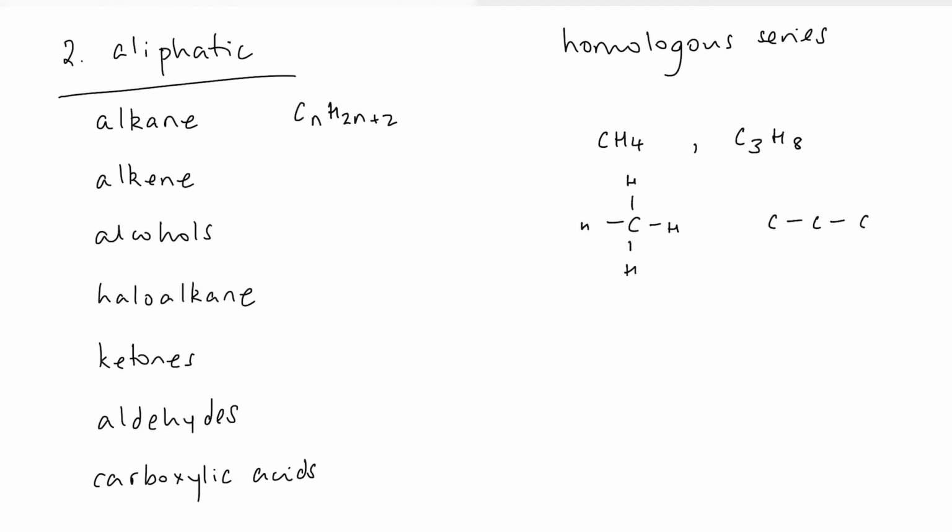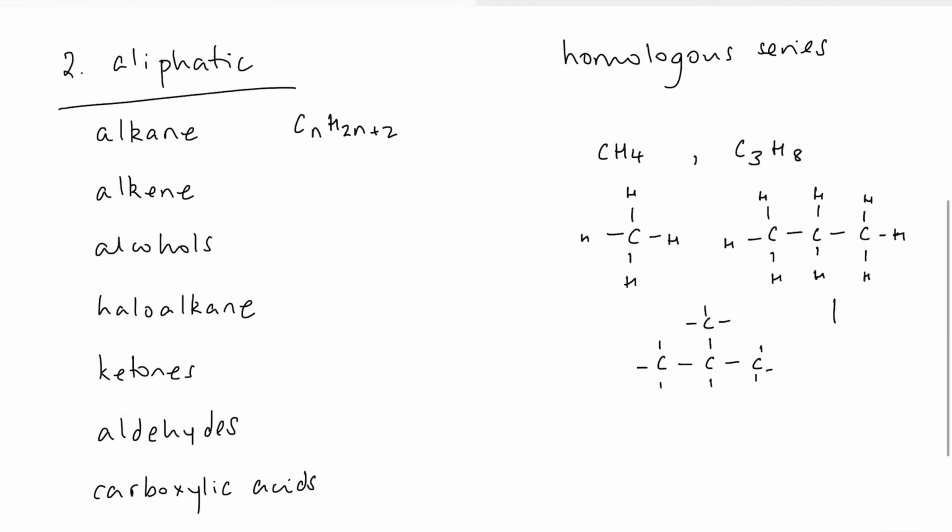So aliphatic hydrocarbons are straight chain, so they don't have the ring system of the aromatic, but they could also be branched. So for example, this molecule here. So I'm going to get lazy and not draw in all the hydrogens. So all of these are alkanes. We've got straight chain and we've got the branch chain, but there's no ring system, so they're aliphatic.